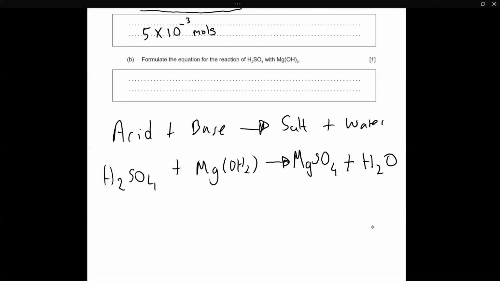Now, the second step that we need to do, now we've got the equation, is to make sure that it's balanced. Let's see if it's balanced. How many hydrogens do we have on this side? We have 4 hydrogens, 2 over here.